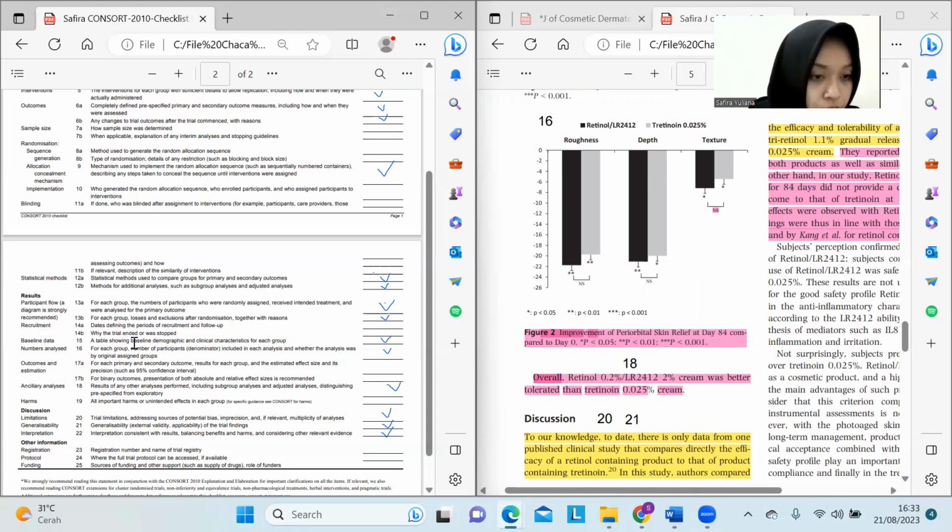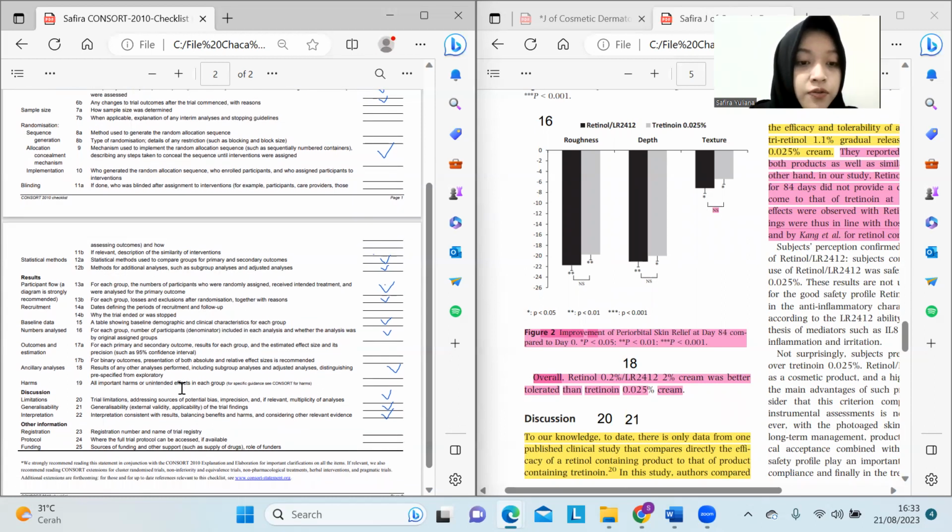And next we move to number 17A, outcomes and estimation: for each primary and secondary outcome, results for each group, and the estimated effect size and its precision, such as the 95% confidence interval, is not stated in the journal. And 17B is for binary outcomes, presentation of both absolute and relative effect size is recommended, which is also not stated in this journal.